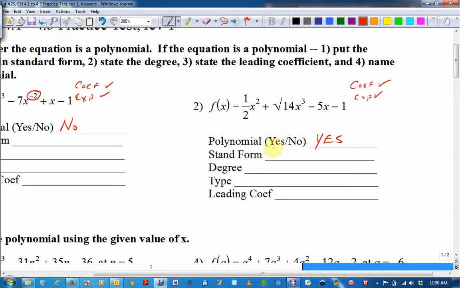Standard form, we're going to go from the largest exponent to the smallest, so that would be the square root of 14 x cubed. Then we'd have the exponent of 2, so that would be plus 1/2 x squared. Now let's move to the exponent of 1. The degree is, wait, I forgot my x here. Now let's do that over. It's not supposed to be under the square root. The degree is the largest exponent. The leading coefficient is the coefficient that's in front of the largest exponent, which would be the square root of 14. Since it's a degree 3, it's a cubic.